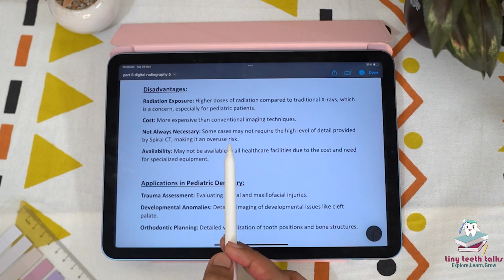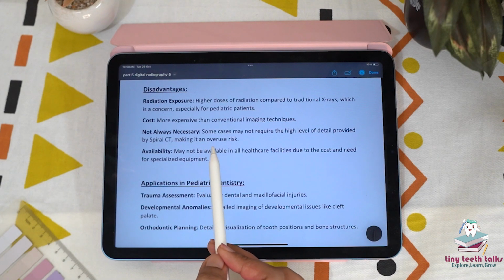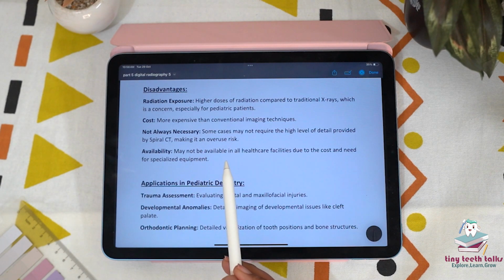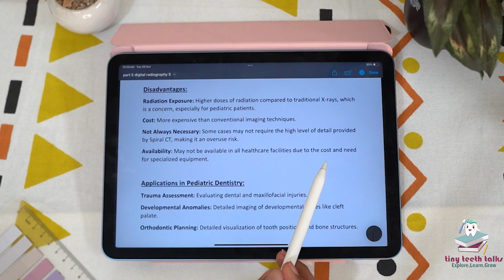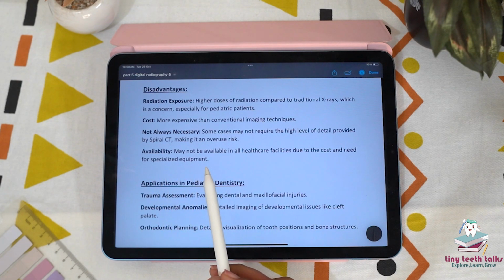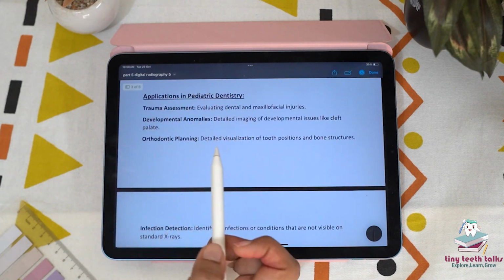Not always necessary. Some cases may not require the high level of detail provided by the spiral CT, making it an overuse risk. Availability: may not be available in all healthcare facilities due to the cost and need for specialized equipment. Applications in pediatric dentistry.